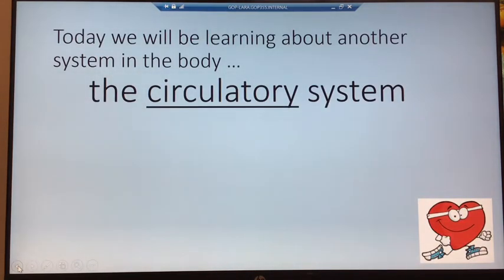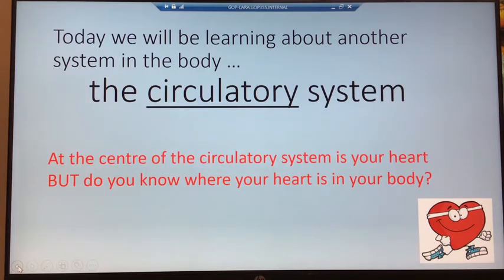Right, today we will be learning about another system in the body. This is called the circulatory system. Circulatory system. And its name implies that it's based around a circular pattern. At the centre of the circulatory system is your heart. But do you know where your heart is in your body? Could you put your hand on your body where you think your heart is?